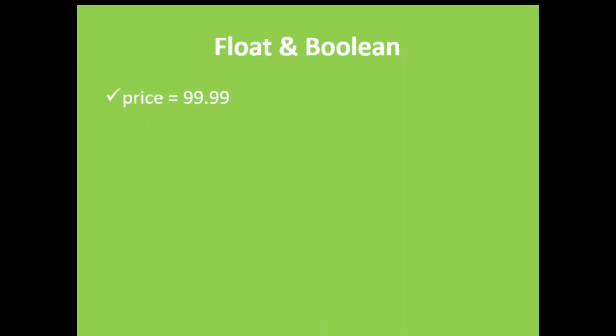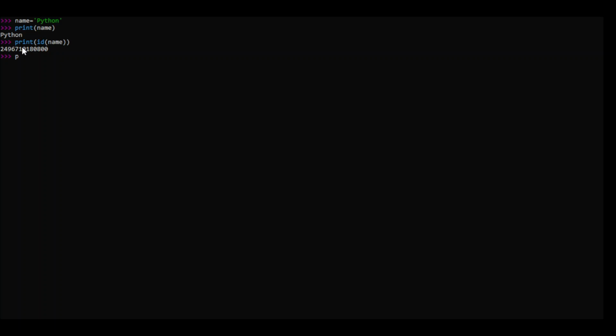And similarly, float is whichever has decimal values, right? So price is of type float. Boolean is either true or false, so is_active is of type boolean. Now, how to check the type of a variable? You just type print, then type of the variable name. So in our case, I will print type and then my variable name. It says string, which is true in my case.